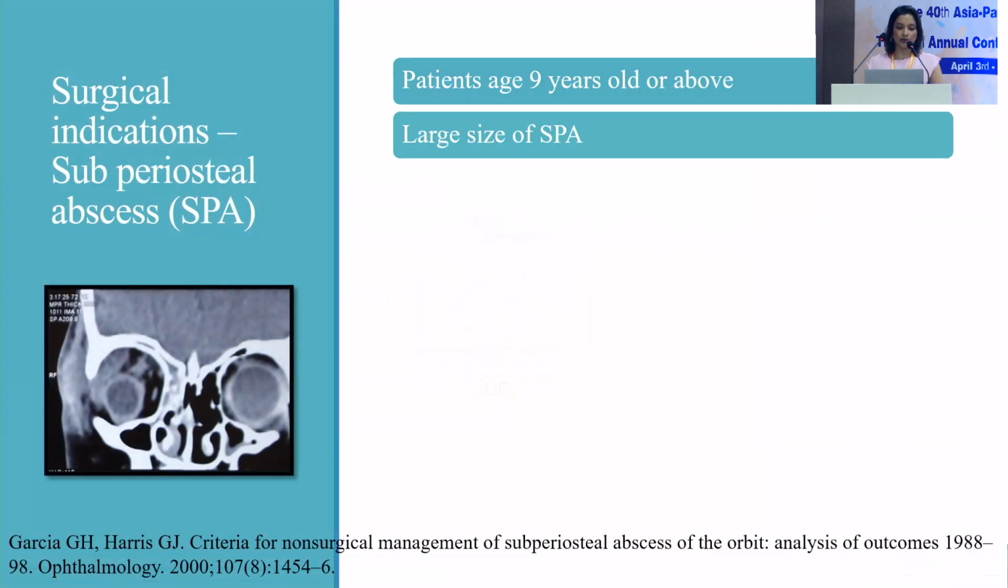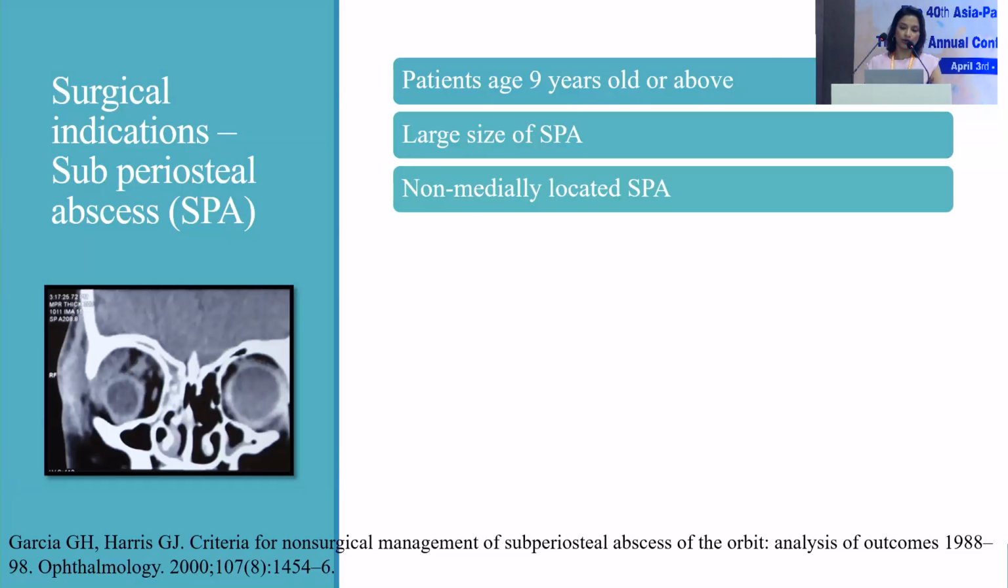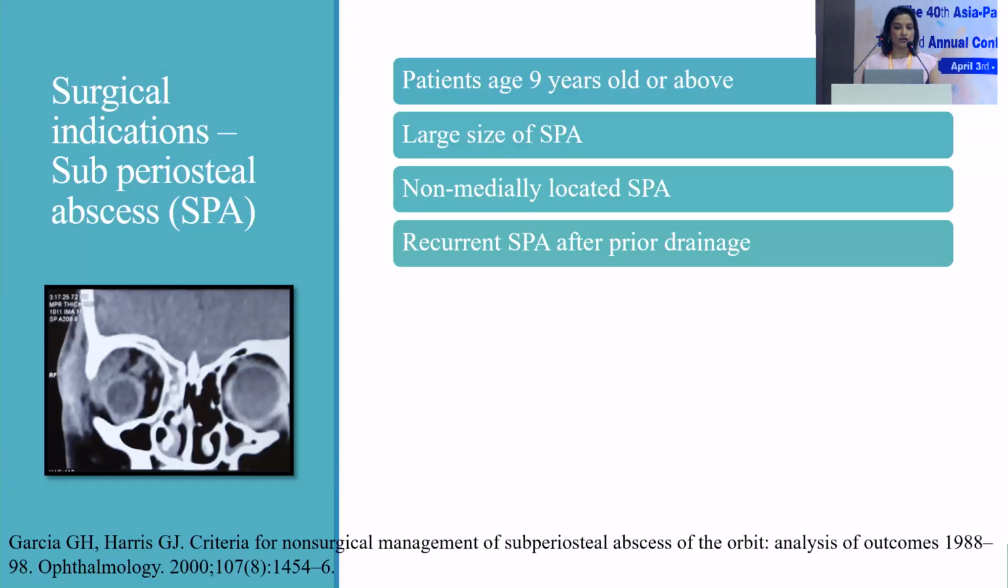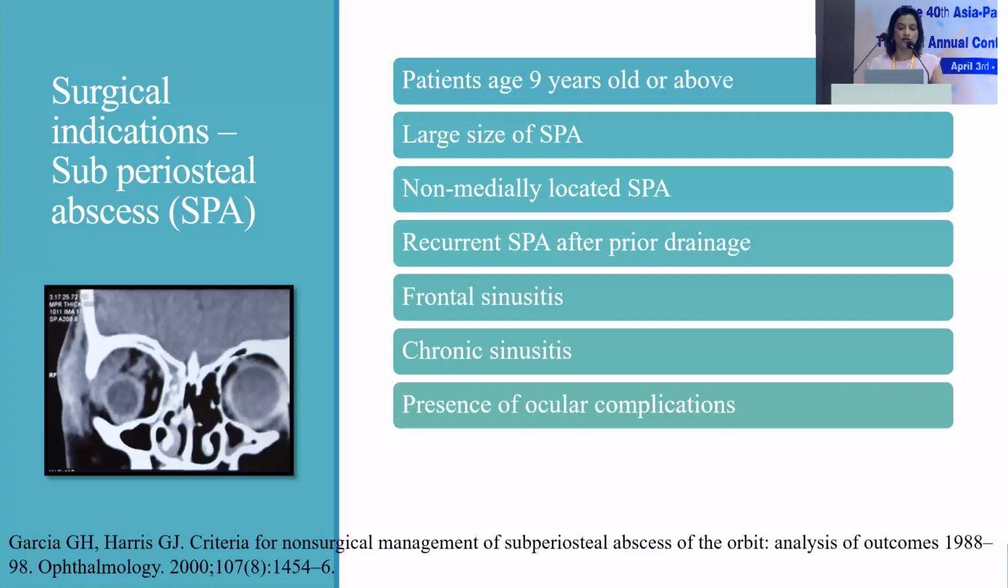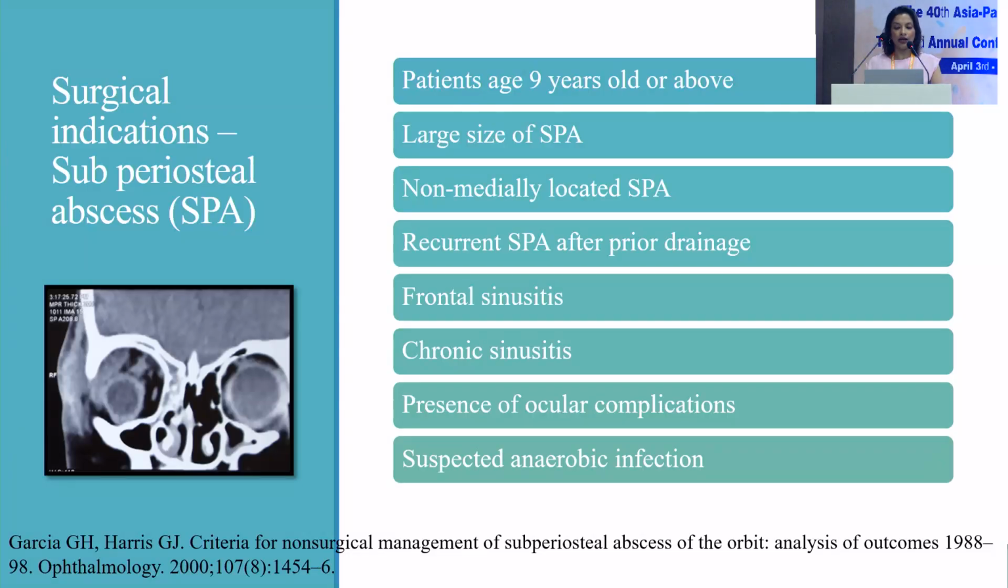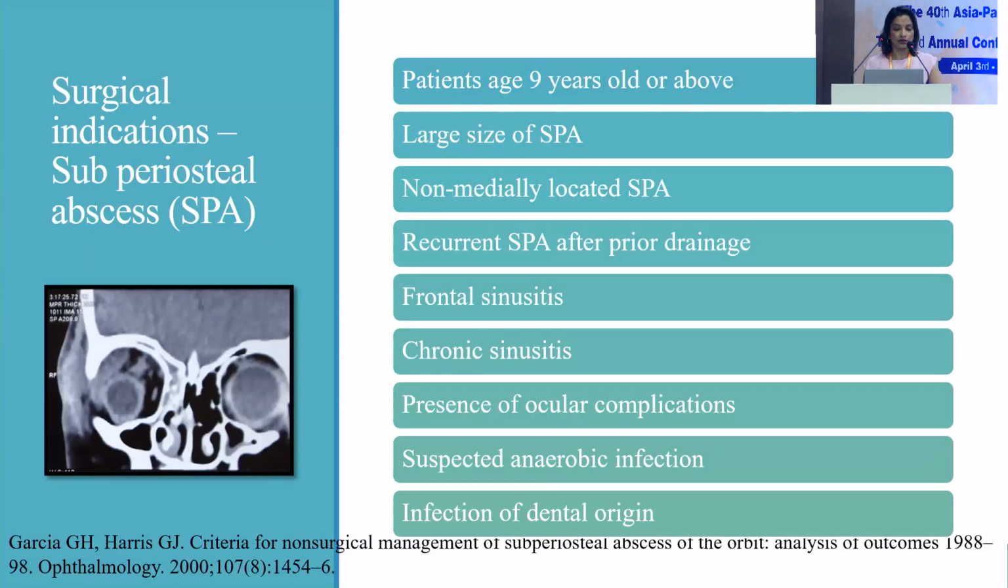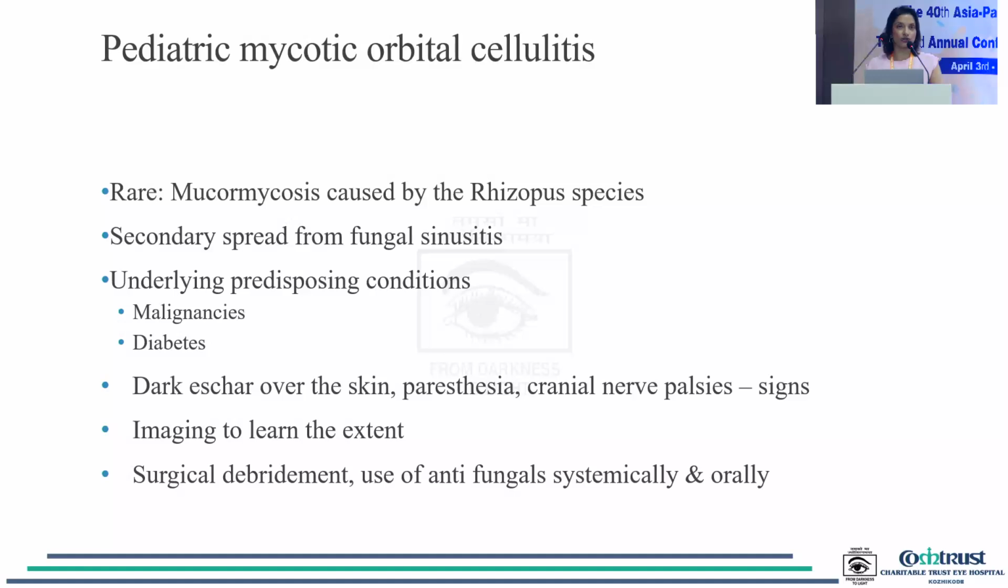So we were talking about subperiosteal abscess. Not all cases require drainage. So in patients who are 9 years and above, who have large size of SPA, non-medially located ones, recurrent SPA or associated chronic sinusitis and anaerobic infections or dental infections, you need to go in for a surgical treatment. So mycotic orbital cellulitis is rare. It's mostly seen in immunocompromised patients.